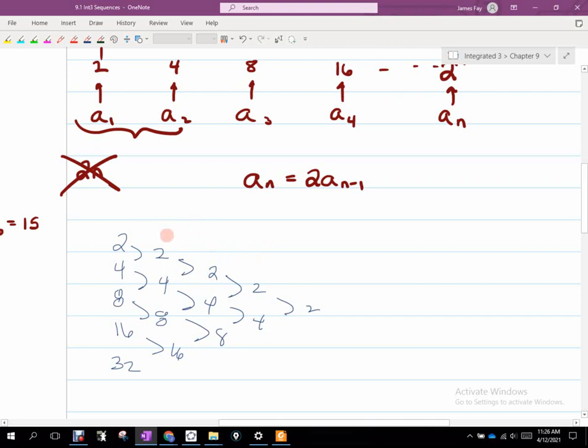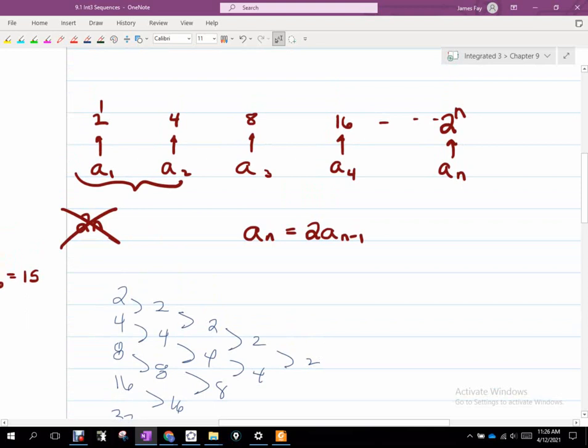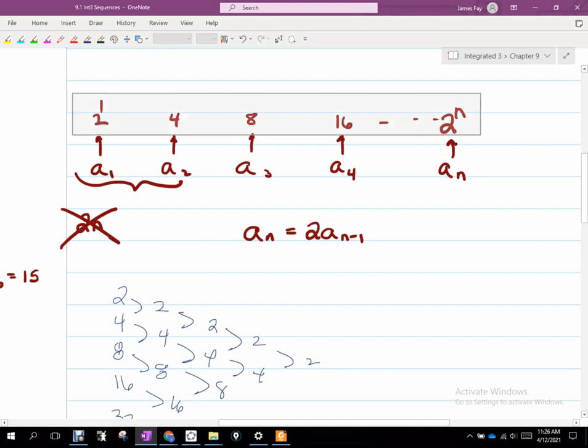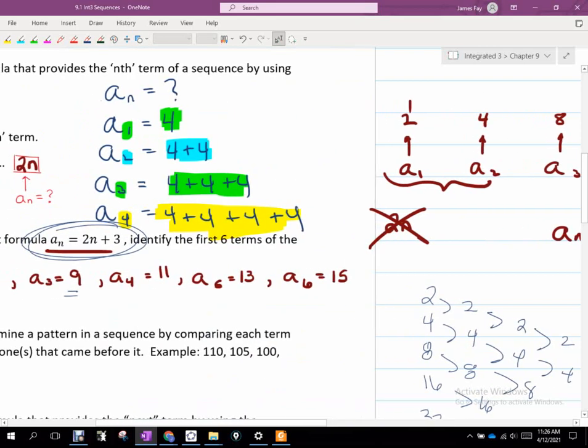Okay. But at least looking at that, it would tell me that I'm not going to have 2 times n plus 3, or 2 times n plus 4, or 2 times n minus 2, or something like that. I'm not going to have a linear relationship to explain that list. Okay.